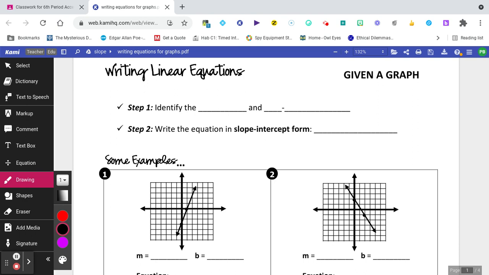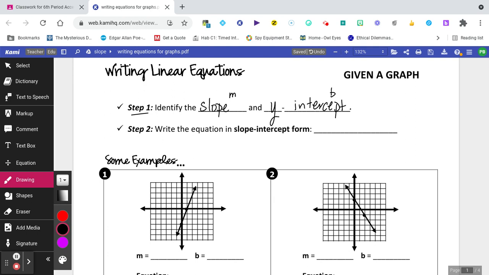So the things that you need to know in order to write an equation, you need to know the slope, and you also need to know the y-intercept. From a graph, it's probably the easiest thing you ever do in math. From a graph, you do step 1, which is identify the slope, which is m, and the y-intercept, which is b. Again, those are the two things you need to write a linear equation, and we're gonna be using the form y equals mx plus b.